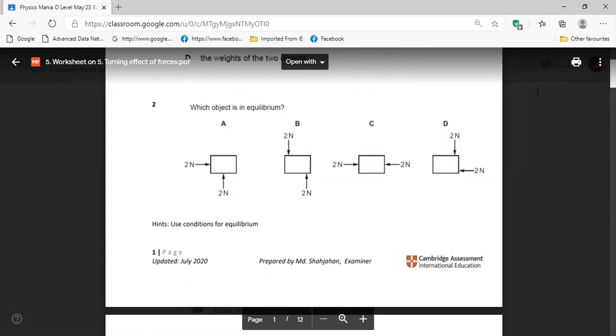Which object is in equilibrium? I think it's B. C. B for Bangladesh.